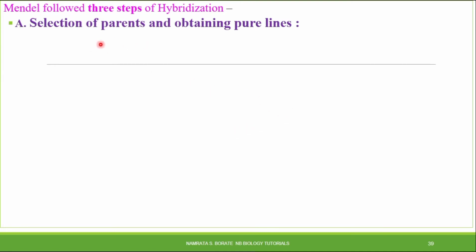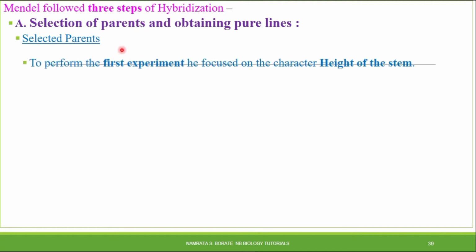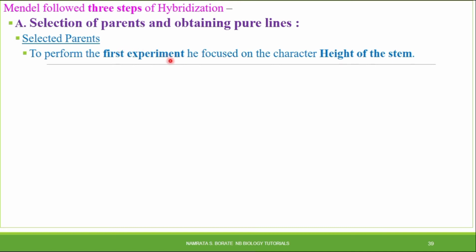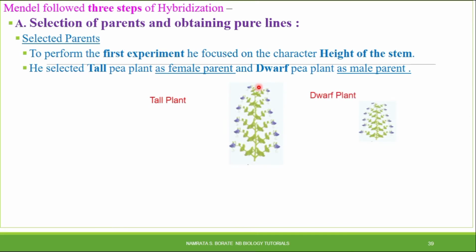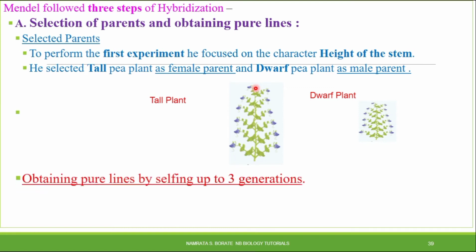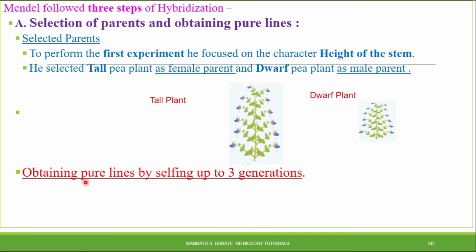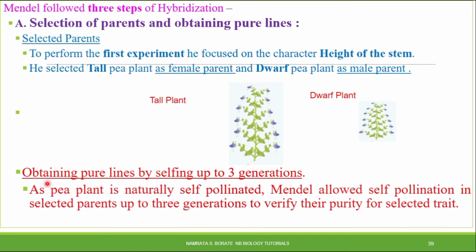What's the selection of the parent? Mendel selected the garden pea plant for his experiment by considering a single pair of contrasting characteristics, but these parents are pure line parents. That is, he selected the tall pea plant as a female parent and the dwarf pea plant as a male parent. Afterward, he obtained the pure line by selfing up to the 3rd generation. As a pea plant, it is naturally self-pollinated.